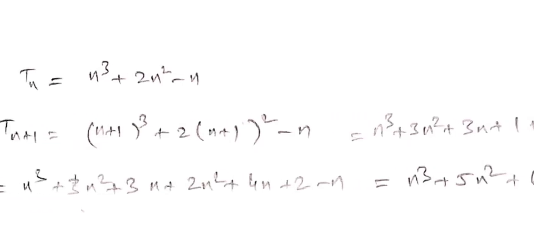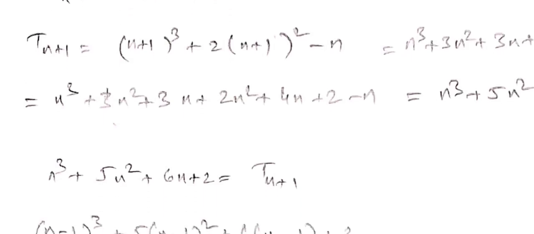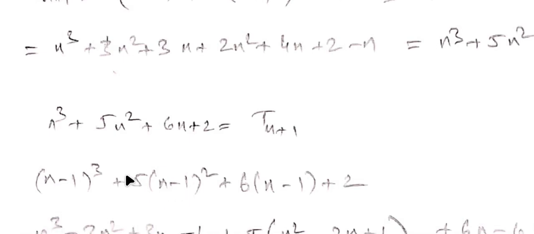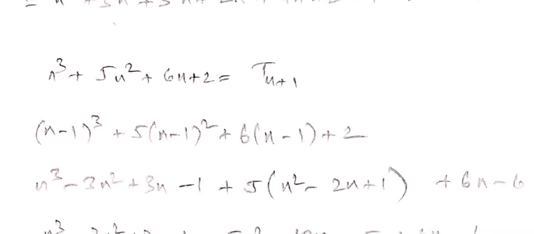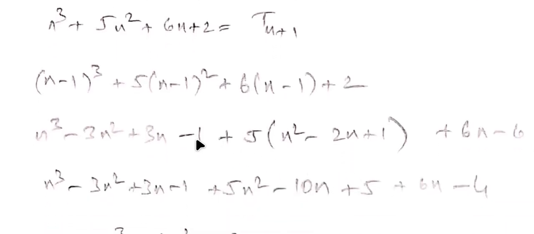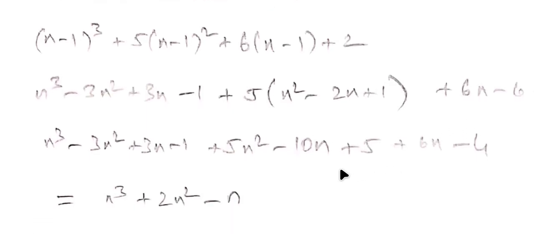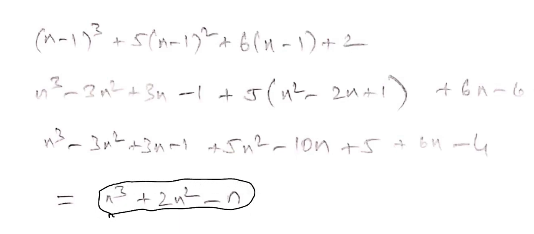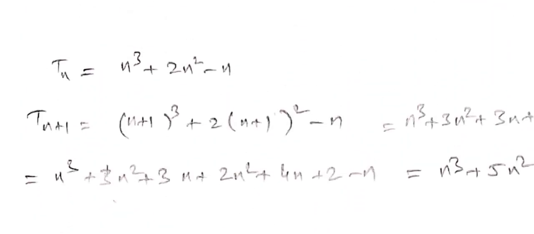Now similarly, in the Tn plus 1 expression, we replace n with n minus 1 everywhere, and then we simplify. We will expand and simplify: (n minus 1) whole cube, (a minus b) cube is a cube minus 3a square b plus 3ab square minus b cube, and (a minus b) whole square is a square minus 2ab plus b square, and so on. If you gather all the terms and simplify, we get n cube plus 2n square minus n, which is our original generating function.